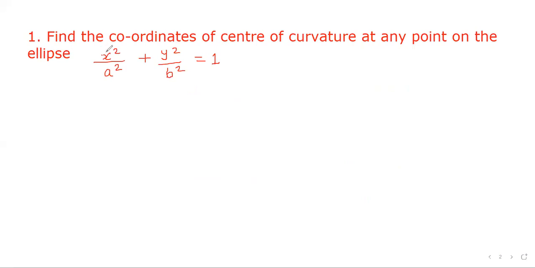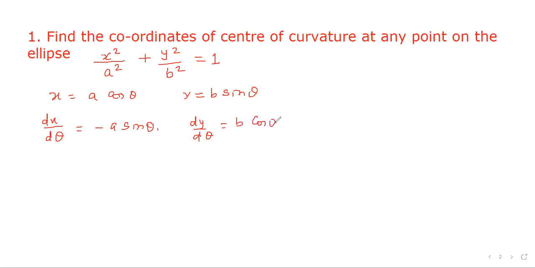So, question number one: find the coordinates of the center of curvature at any point on the ellipse x square upon a square plus y square upon b square equal to 1. Now, here x = a cos theta and y = b sin theta. Now, we find dx upon d theta, that will be equal to minus a sin theta, and dy by d theta will give b cos theta.